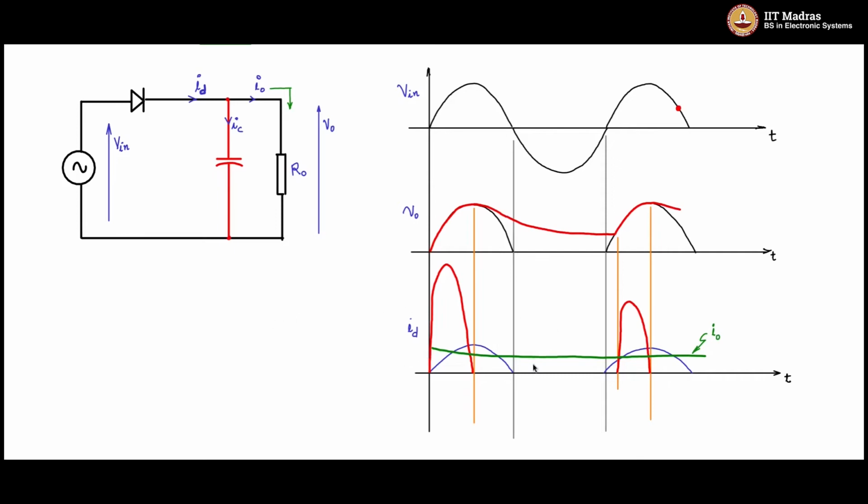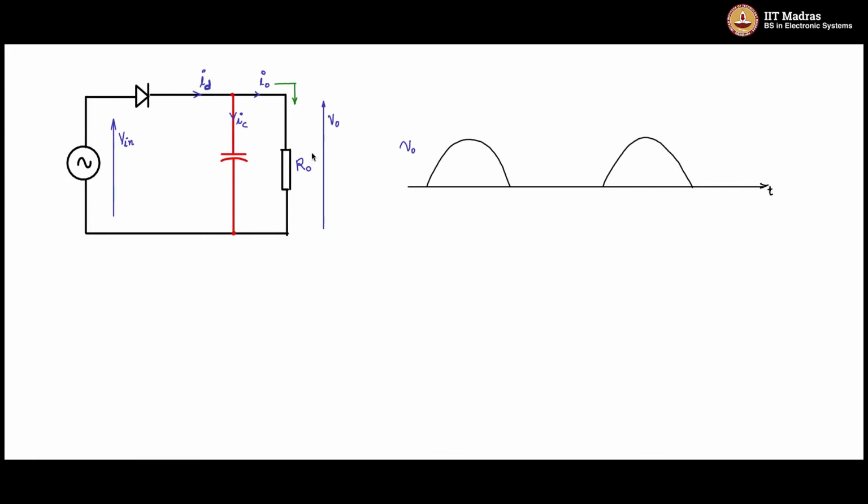So this I0 is not purely DC. It will have a varying component, because the output voltage is also not purely DC. It is basically V0 by R0, which will appear as an average value here. The ripple of the output will get compressed by R0.